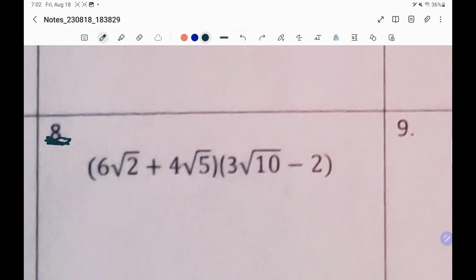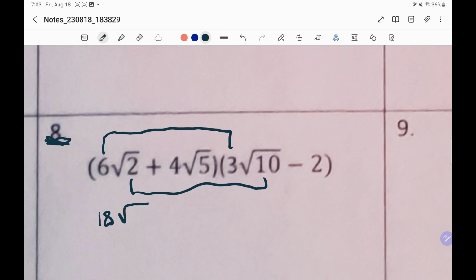So 6 square root of 2 times 3 square root of 5. Now I'm going to go ahead and do my 2 lines. Those 2 are going to multiply. Those 2 are going to multiply. Remember, multiply radicals together, and multiply coefficients together. So what's 3 times 6? It's 18. Square root, because we're doing square roots again, of 20. That's 2 times 10. We're done with the first one.